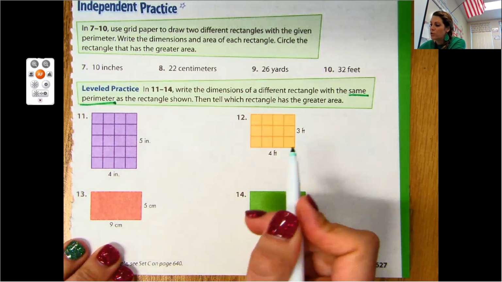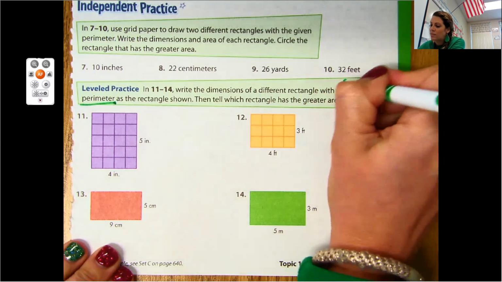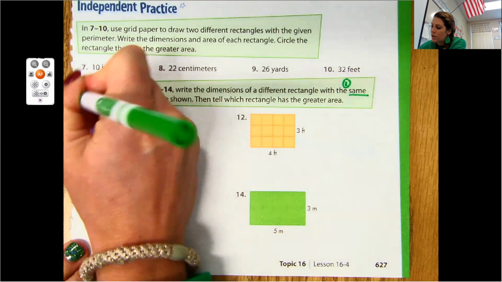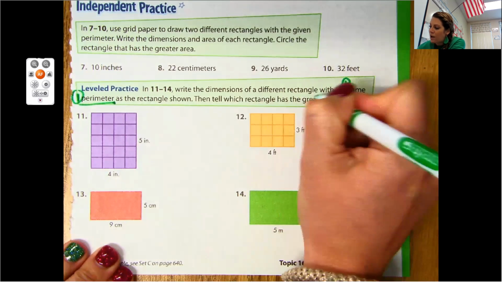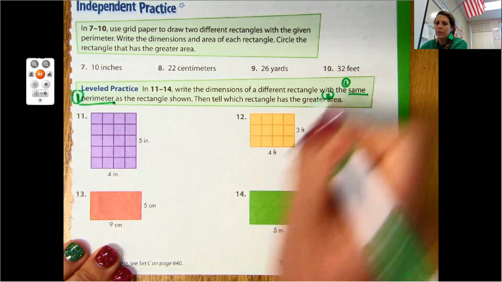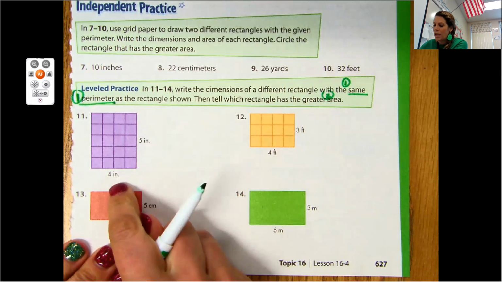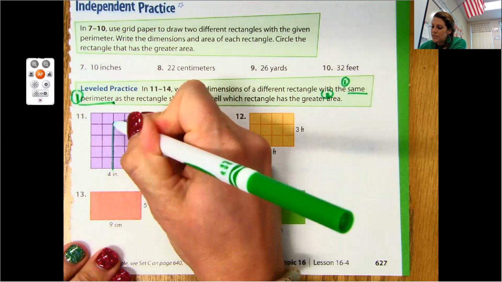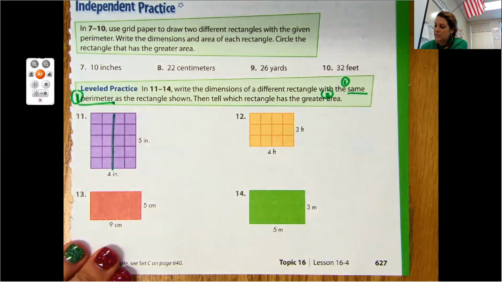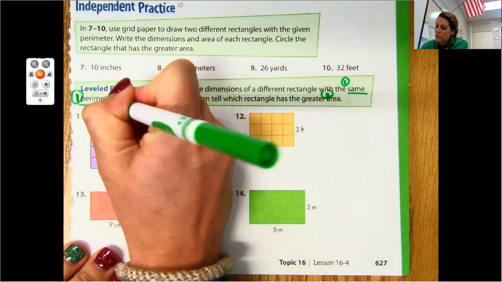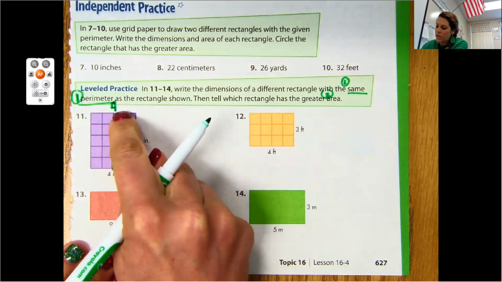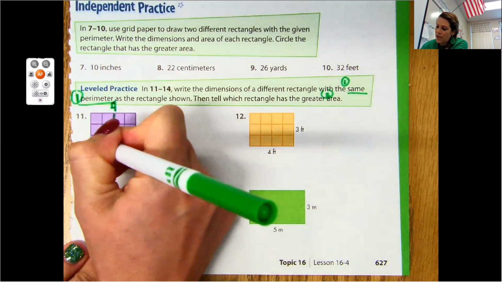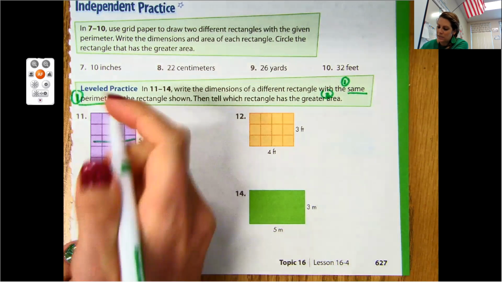All right, so the first step we want to do is we want to find the perimeter. Then we will figure out the area. So let's think about this. We have 4 and we have 5. We know the opposite side of a rectangle is the same length. So now let's make sure we put 4 here and across this way. If this is 5, what's this?